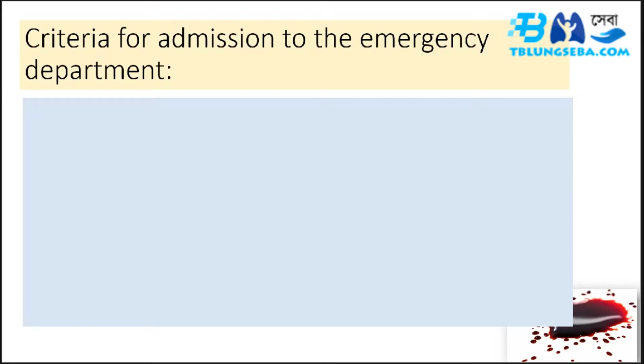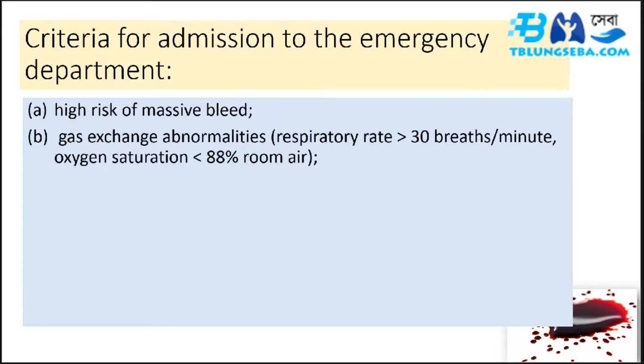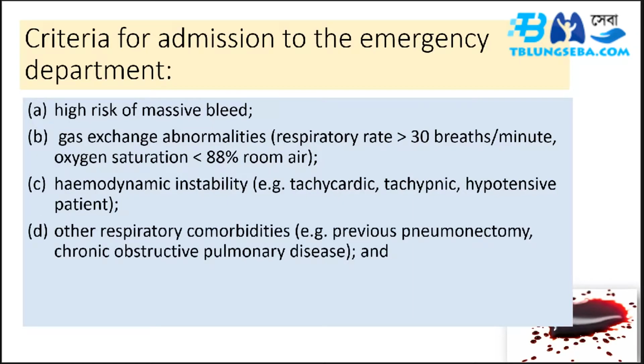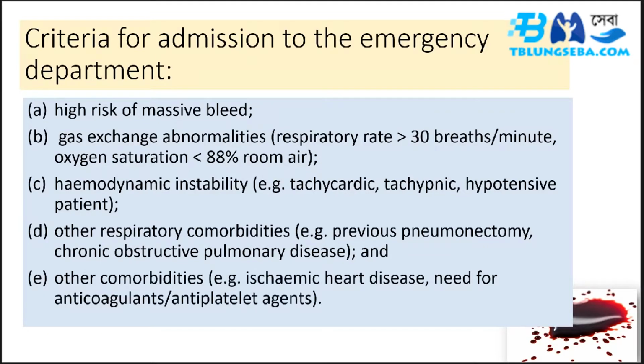Criteria for admission to the emergency department. High risk of massive bleed. Gas exchange abnormalities: respiratory rate greater than 30 breaths per minute, oxygen saturation less than 88% on room air. Hemodynamic instability, for example a tachycardic, tachypneic, hypertensive patient. Other respiratory comorbidities, for example previous pneumonectomy, chronic obstructive pulmonary disease, and other comorbidities, for example ischemic heart disease, need for anticoagulants, antiplatelet agents.